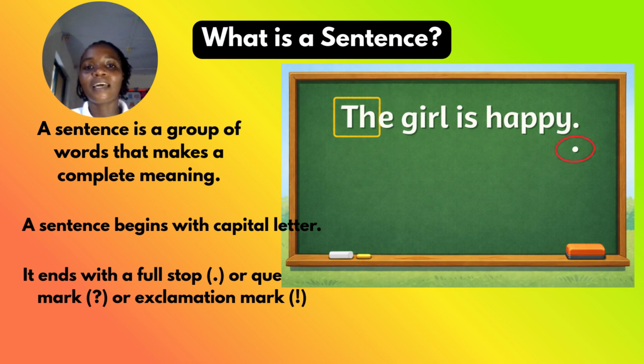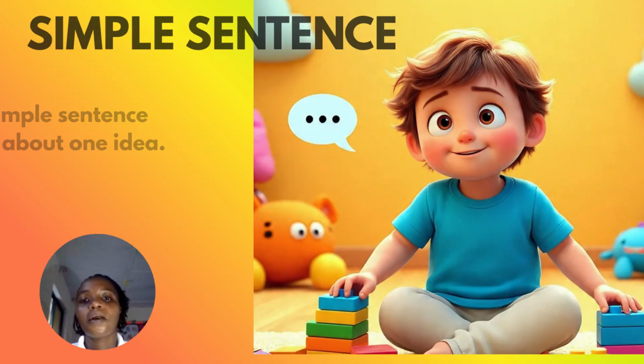The capital letter is in a box to show you that a sentence must always begin with a capital letter, and it ends with a full stop, question mark, or exclamation mark, depending on the type of sentence.